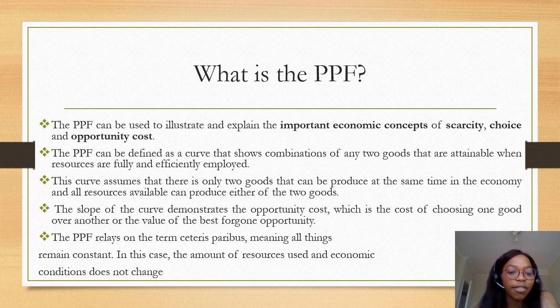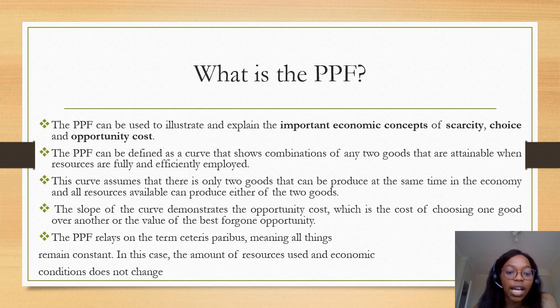The PPF can be defined as a curve that shows combinations of two goods that are attainable when resources are fully and efficiently employed. This curve assumes that there's only two goods in the economy and that they can be produced at the same time, and all available resources can produce either of the two goods. The slope of the curve represents opportunity cost, which is the cost of choosing one good over the other, or the value of the best foregone opportunity.